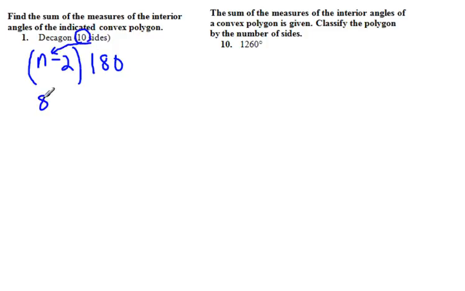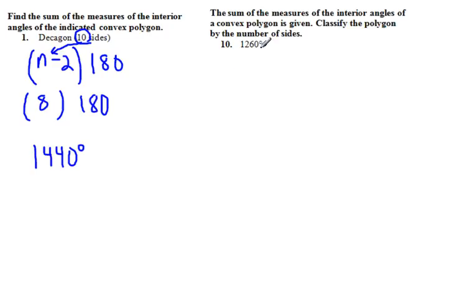That becomes 8. 10 minus 2 is just 8. Times 180, and we go to our calculator and ask, what is 8 times 180? 1,440 degrees. So we take the same idea, the same formula, except figure out n, or the number of sides.